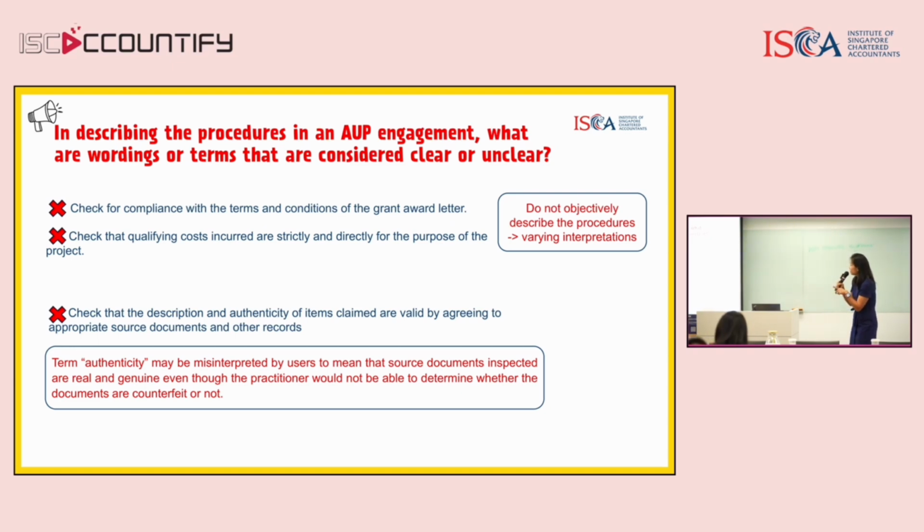Then the third one: check that the description and authenticity of items claimed are valid by agreeing to appropriate source documents and other records. The word authenticity may be misinterpreted by users to mean that the source documents inspected are real and genuine, even though the practitioner will not be able to determine whether the documents are real or fake.